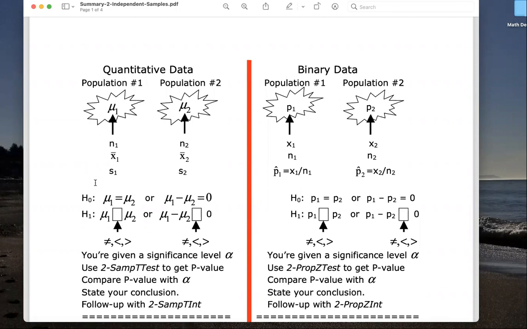Now, if this data you're gathering is quantitative, that's this word. If it's binary data, because you're categorizing, you're going through your sample, and either they're in the category of interest or they're not, that's over in this world. So it's going to be one or the other. So we'll look at some examples of this.